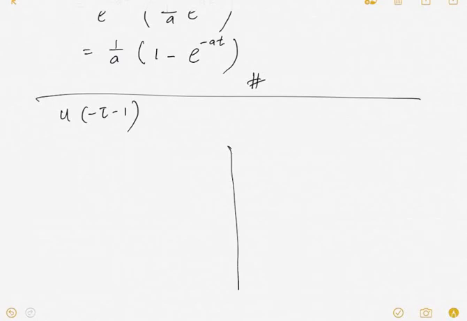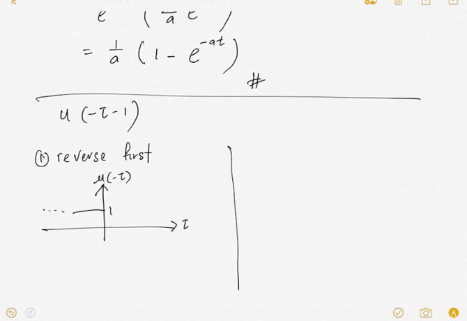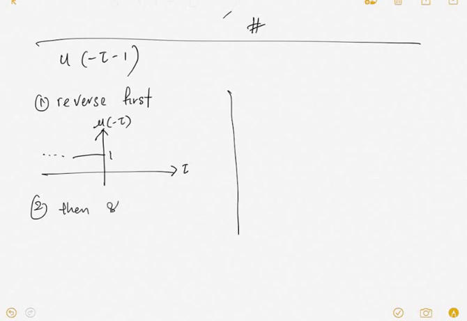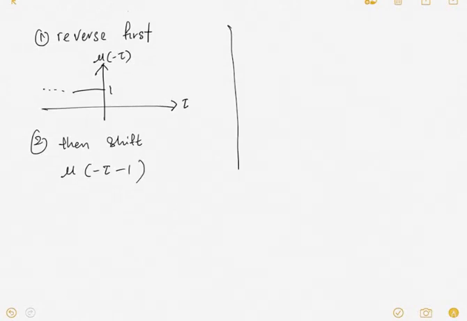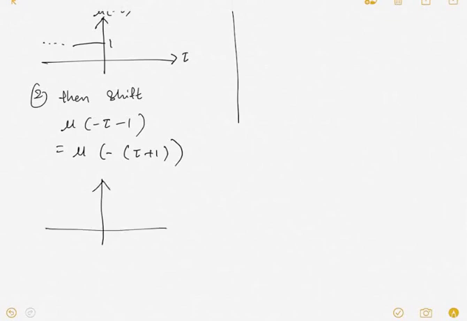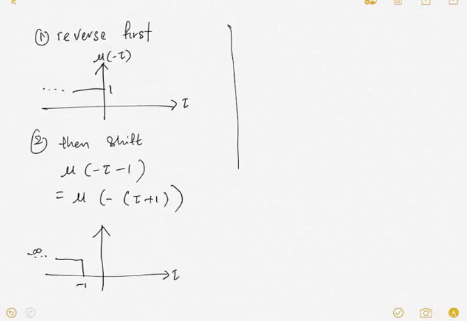You have two methods. The first one, you reverse first. You will get u(negative tau). You know this one, right? To infinity, and then shift. So if you shift, you have u(negative tau minus 1). So what do you get? When you shift, you need to factor out the negative, so it's tau plus 1. So tau plus 1, this means what? tau equal to minus 1. And this is the first method.